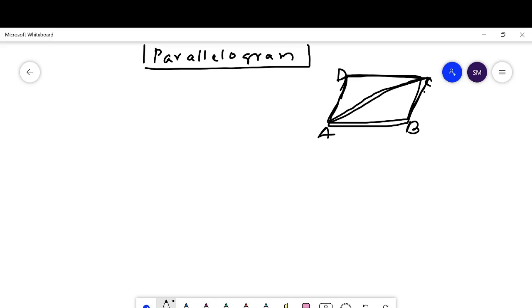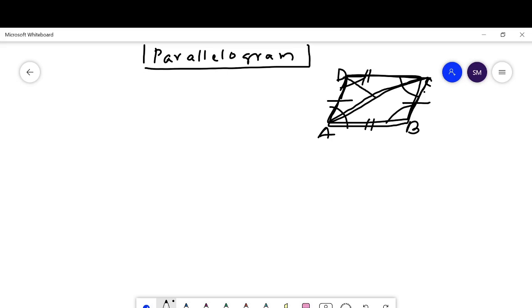Second property says opposite sides are of equal measure. Side AB is equal to side CD and side AD is equal to side BC. And third property says opposite angles are of equal measure. Angle A is equal to angle C and angle B is equal to angle D. Then theorem 4, property 4 says diagonals of a parallelogram bisect each other.